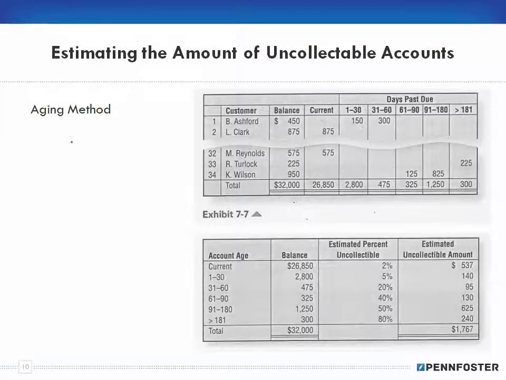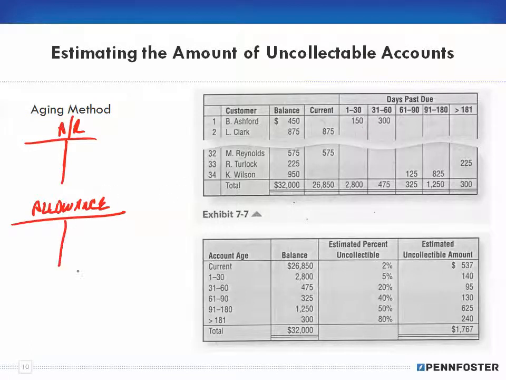So with the aging method, I'm going to create T accounts here: my accounts receivable, and I'm just going to call this one allowance. I'm not going to write out uncollectible accounts or doubtful accounts. You know that this is the allowance account, and here's my bad debt expense.